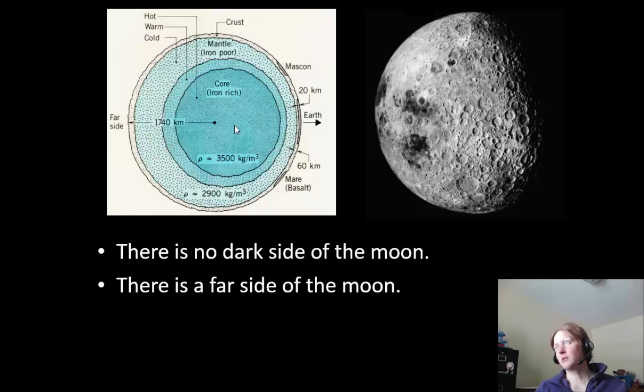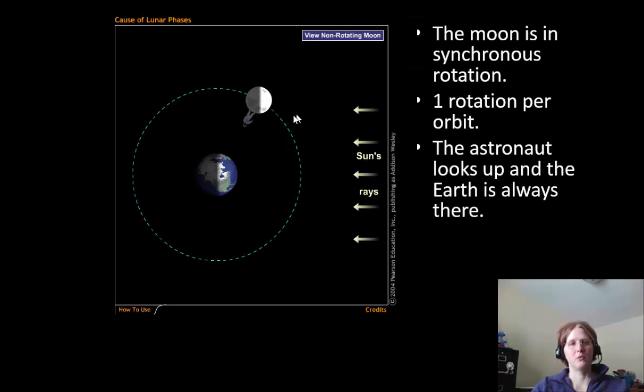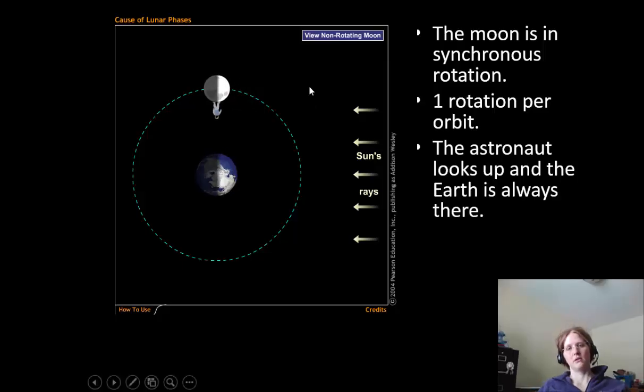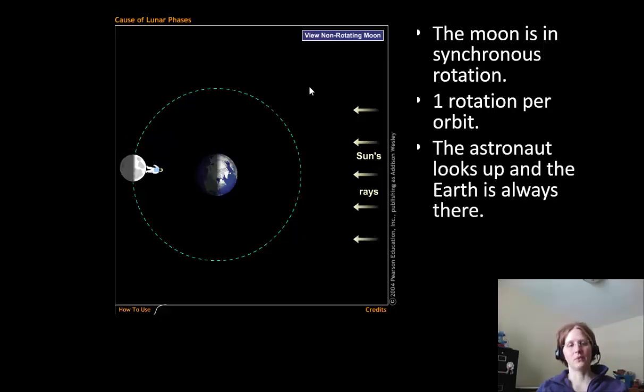Pink Floyd has an album called The Dark Side of the Moon. There is a dark side of the moon, but no part of the moon is permanently dark. So I'll go back here. If you watch, the lighted part of the moon changes. Each part of the moon in this situation gets light. So there's no permanently dark side of the moon. So I'll call it the near side and the far side.